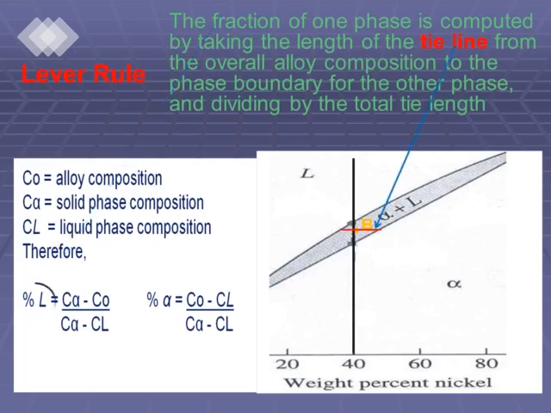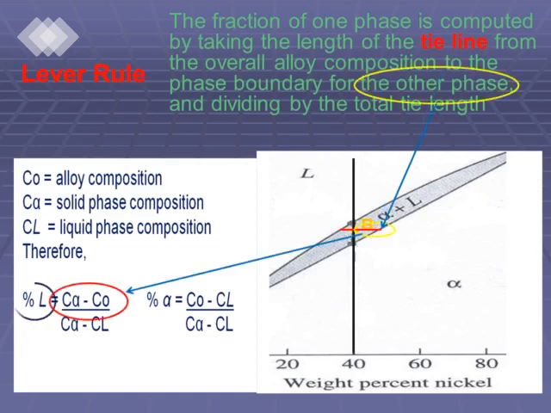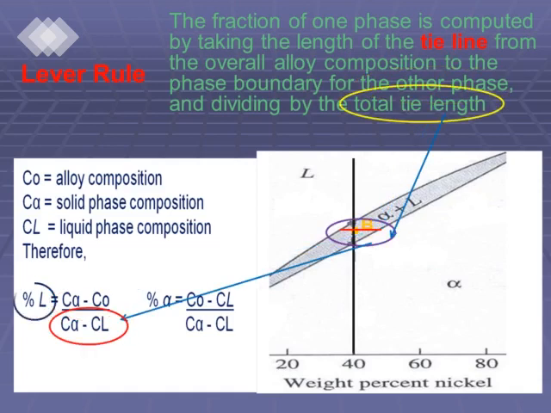First, we need to draw a tie line that connects the liquidus and the solidus line. And then, the fraction of the liquid phase is taken by taking the length of the other phase, i.e. the solid phase, and dividing by the total tie line.